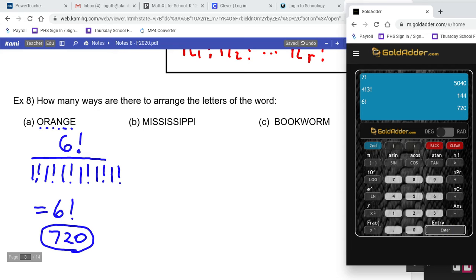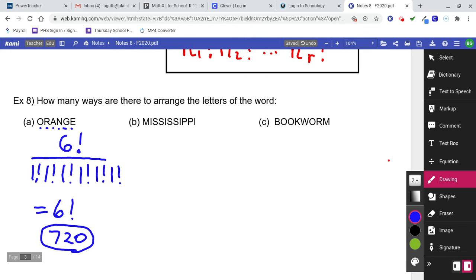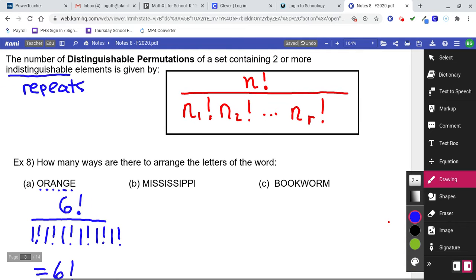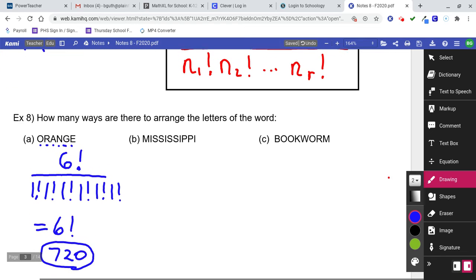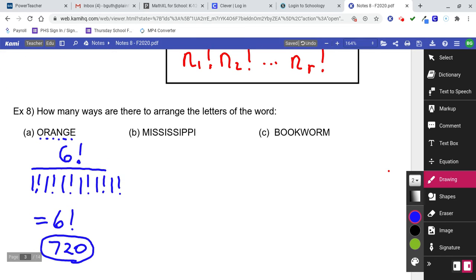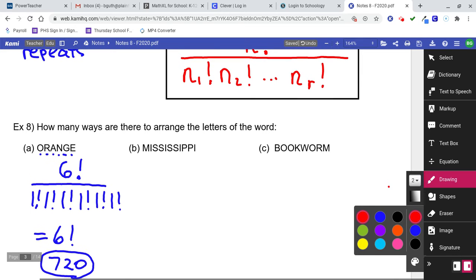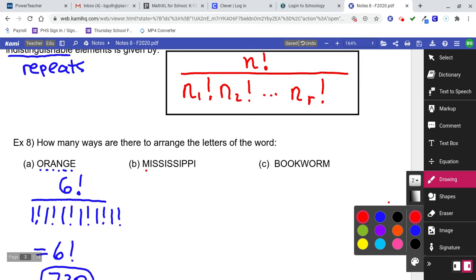So it was kind of silly to use the indistinguishable permutations formula there. But I just wanted to show you that it was possible. It would have been better if you just recognized that's 6 factorial. We get to a word like Mississippi, and that's going to be a little bit more appropriate, I think. So you have to count 1, 2, 3, 4, 5, 6, 7, 8, 9, 10, 11. There are 11 letters total.